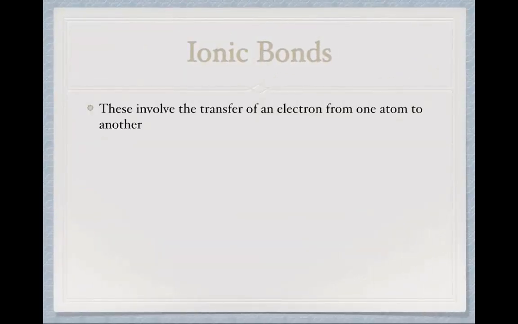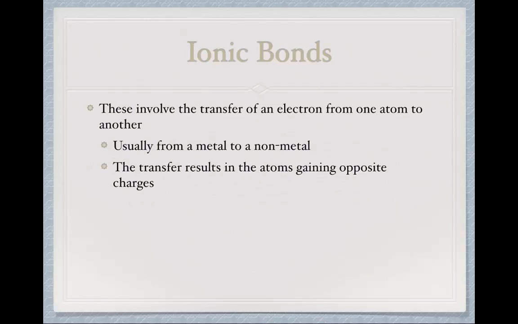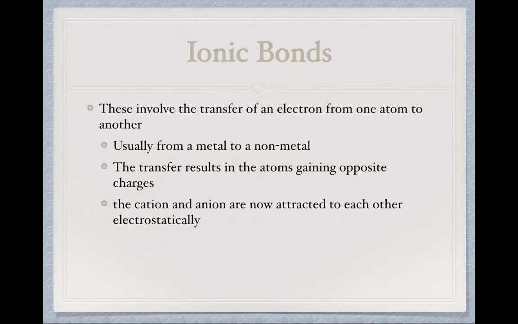Our ionic bonds involve a transfer of an electron, sometimes more than one electron, from one atom to another, usually from a metal to a nonmetal. So we're moving electrons from metals, which tend to lose electrons, to nonmetals, which tend to gain electrons. When we transfer one or more electrons, those atoms are going to gain opposite charges. So the atom that loses electrons is going to gain a positive charge, and the atom that gains electrons is going to have a negative charge. Well, now we've got positive and negative charged ions that are next to each other.